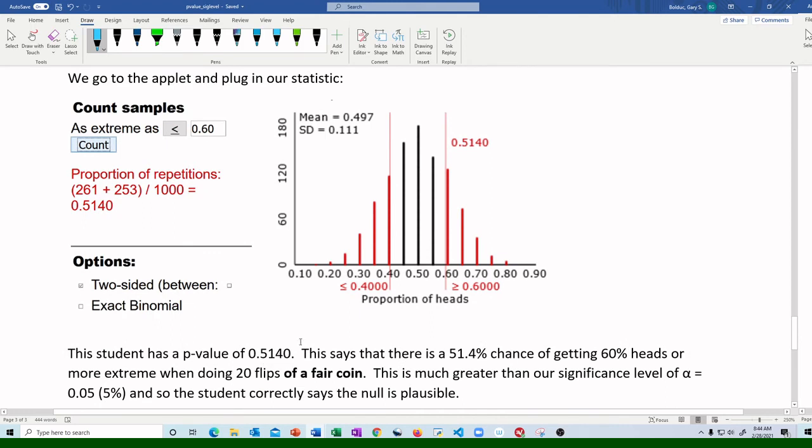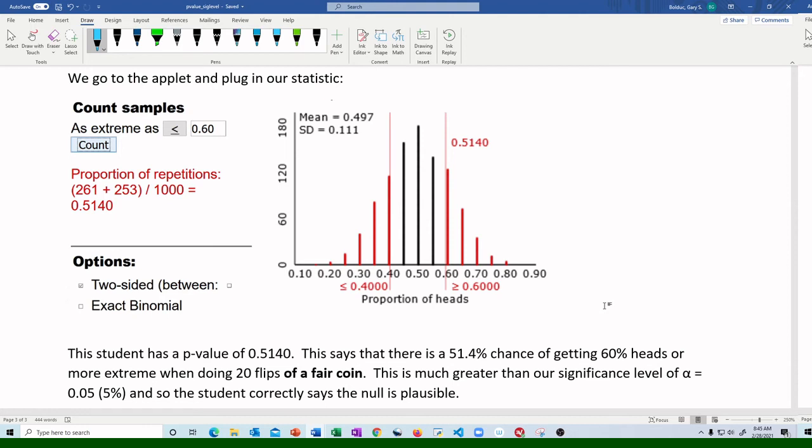Using just the regular definition, that says there's a 51.4% probability or chance of getting my statistic, 0.6 or 60% heads, or more extreme, assuming a fair coin. That's high. That's a pretty good chance. That's better than a coin flip. That's better than 50-50 that something this extreme could happen to you.